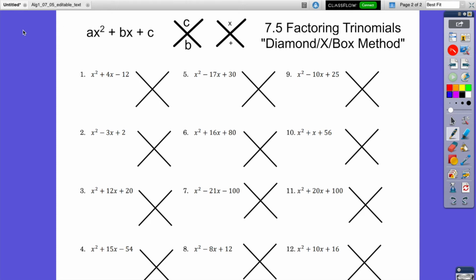Hi, welcome to section 7.5. We're going to be factoring trinomials, and I'm going to show you something that's sometimes called the diamond method, the X method, or the box method.